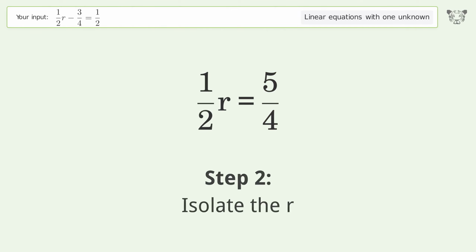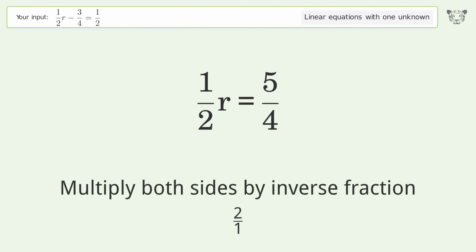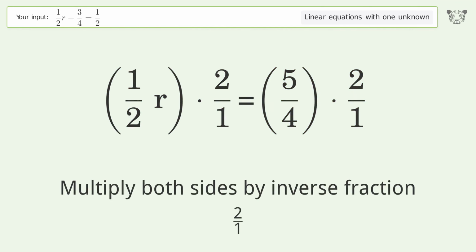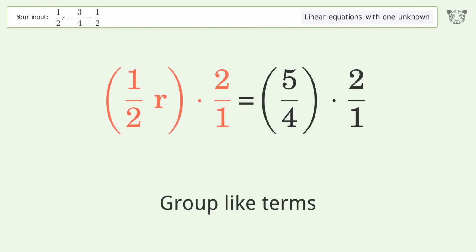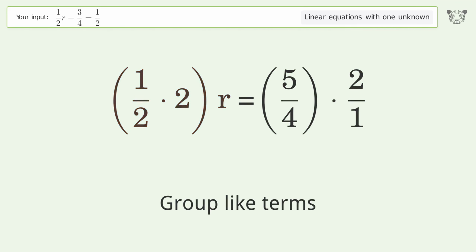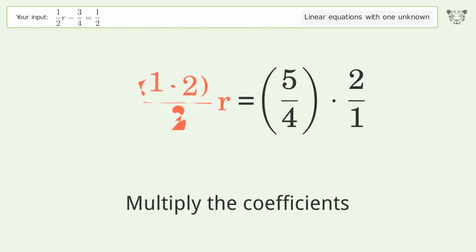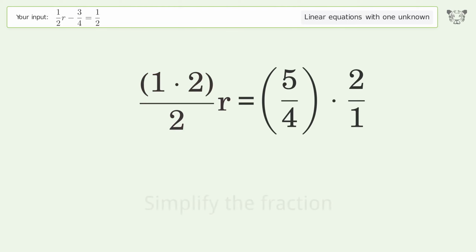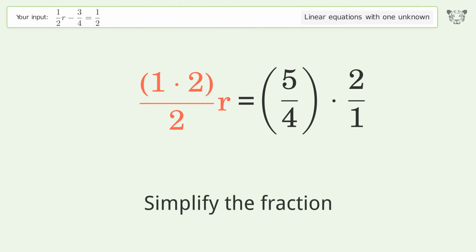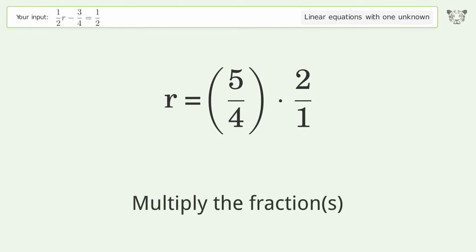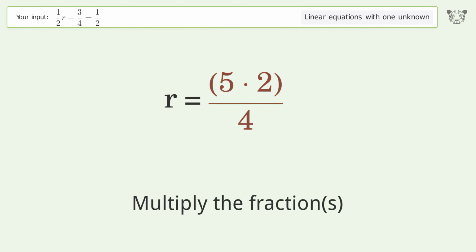Isolate the r. Multiply both sides by inverse fraction 2/1. Group like terms. Multiply the coefficients. Simplify the fraction. Multiply the fractions. Simplify the arithmetic.